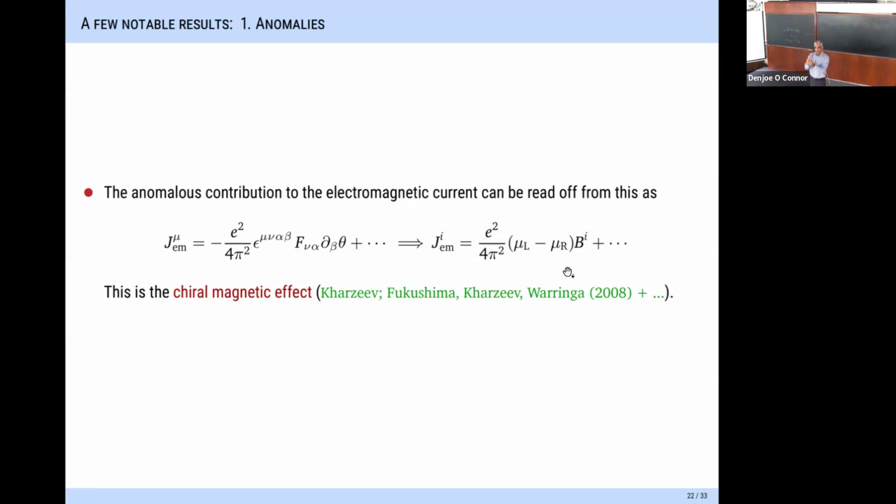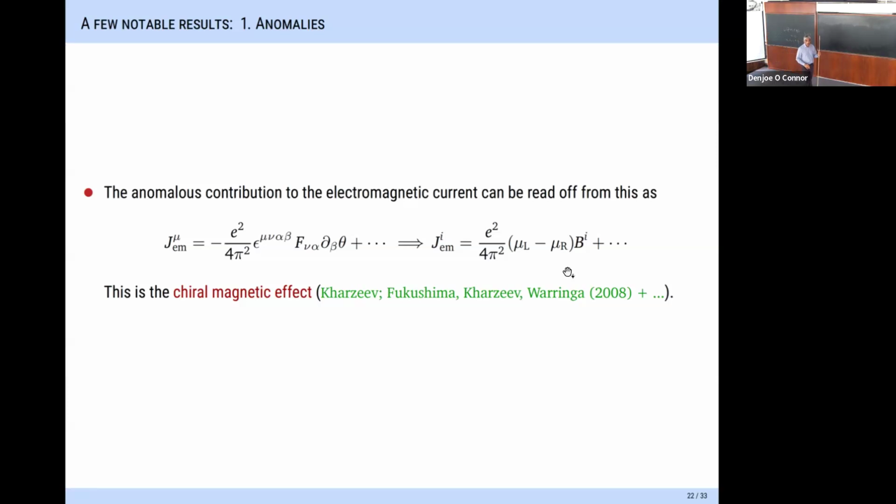So you have a plasma in this magnetic field, and then eventually things come out of this plasma, charged particles and so on. And if this is correct, you should expect more charged particles in the direction of the magnetic field compared to the opposite direction. So that's an asymmetry in the charge distribution that arises from the anomaly. That's what's called the chiral magnetic effect.